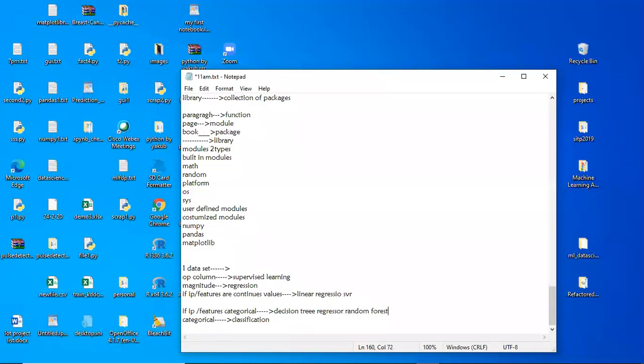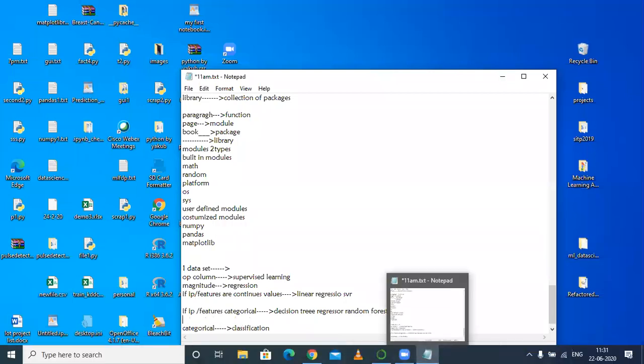Or else, based on your problem, you can apply all the different algorithms. Wherever you get the best accuracy, and whichever model gives output in a faster manner, you need to consider that specific algorithm for your problem. So that is about the regression models.